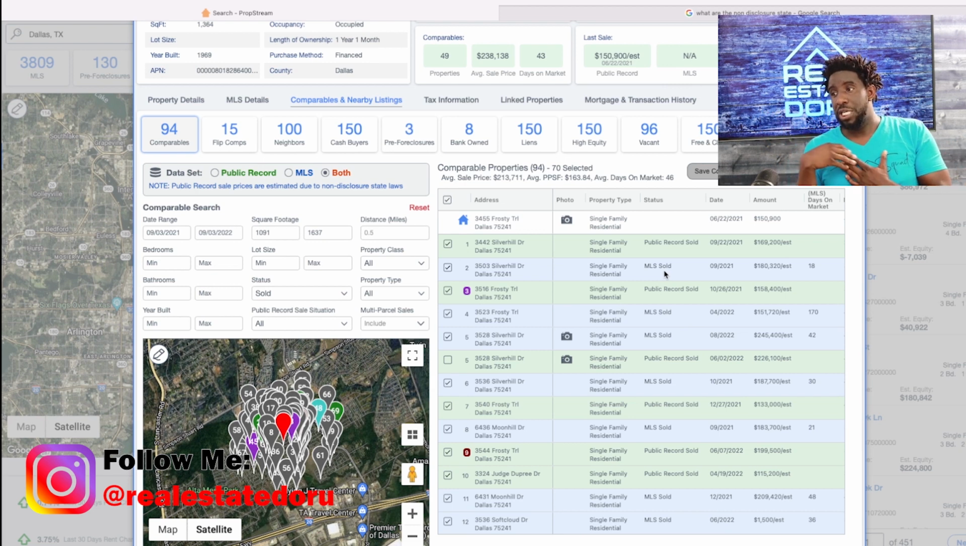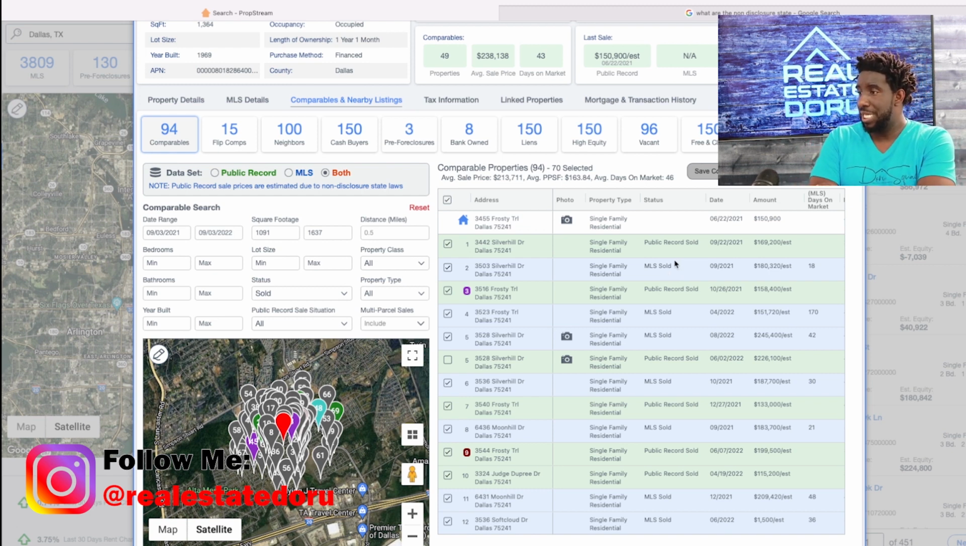Like here, if I had to renovate that whole house, including the roof, I'd probably spend about 40. But if I don't have to do the whole house, I could do about 30. Maybe even less sometimes. But this is how you would comp in a non-disclosure state.